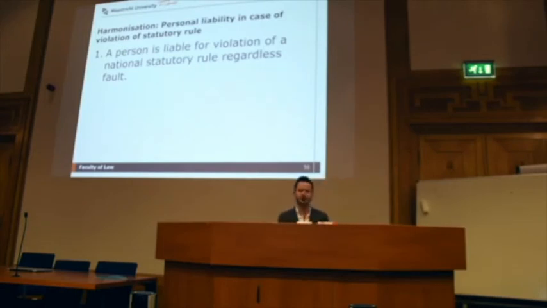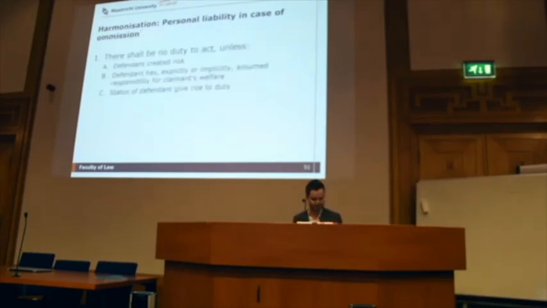Since we have already covered the liability for acts, now we can switch to the liability for omissions. The provision states as follows. There shall be no duty to act unless A. Defendant has created risk, B. Defendant has explicitly or implicitly assumed responsibility for claimant's welfare, or C. A status of the defendant gives rise to a duty.